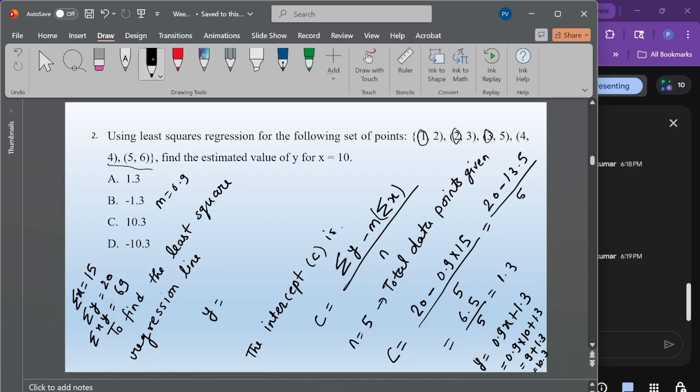So y is equal to 10.3 is the final answer. So if you check in the options, you will get option C is the correct answer for this question.